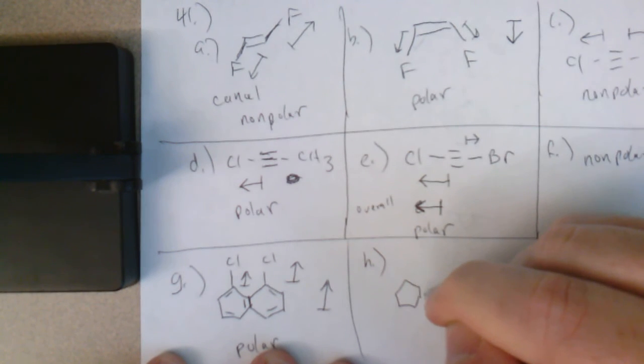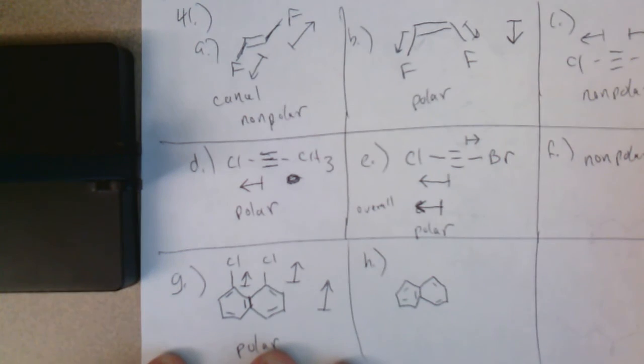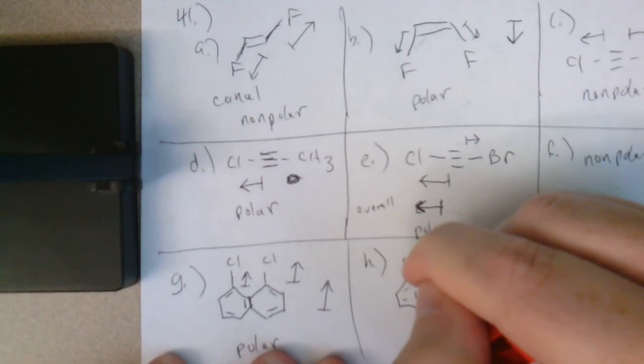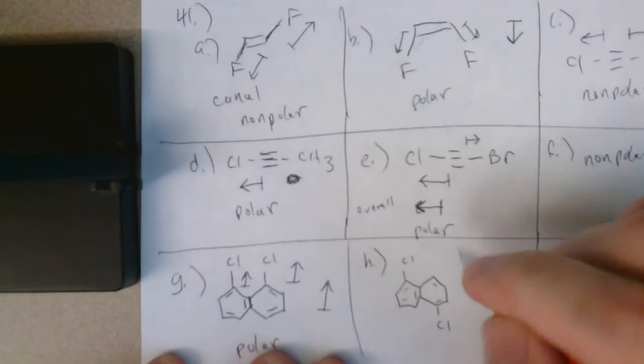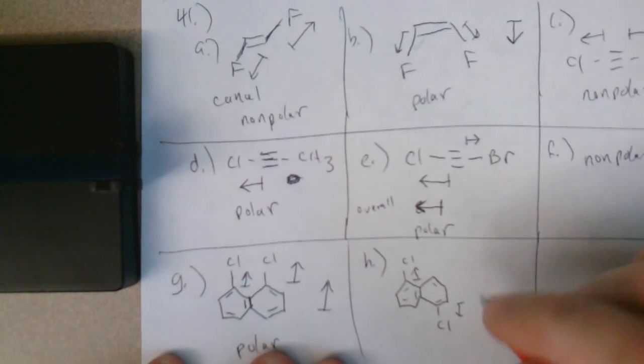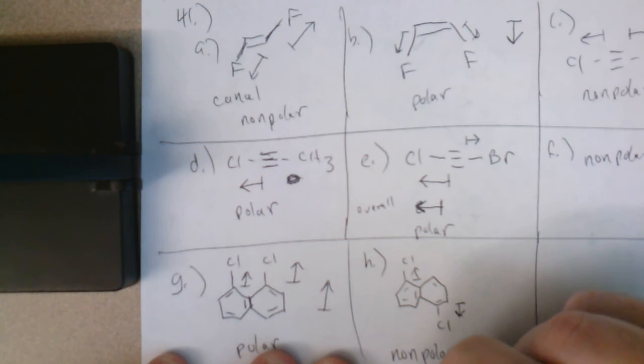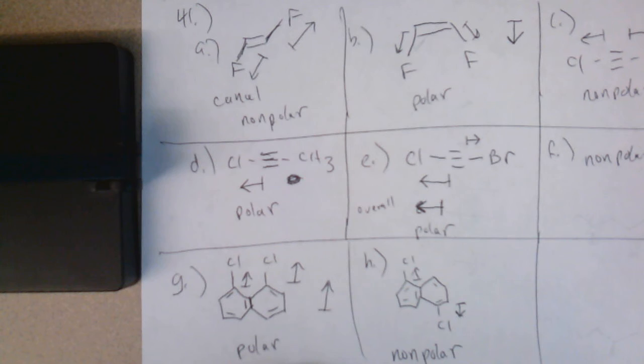Okay, H is another one of these fused rings with double bonds. Don't forget the double bonds, please. Except now I have one chlorine up and one chlorine down. So this one's going to pull this way, and this one's going to pull exactly the opposite. So overall, it's going to be non-polar. Right, they cancel.